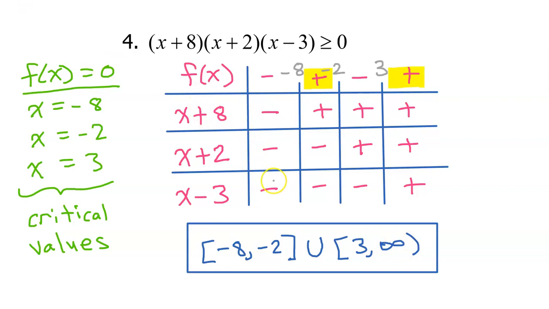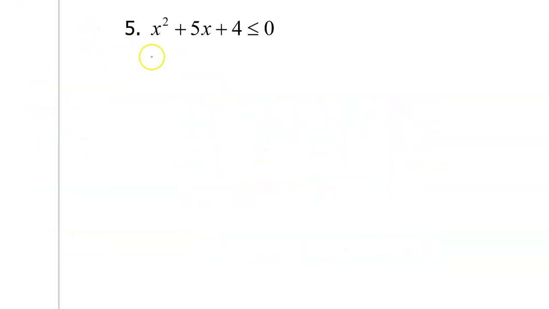So that's it for number 4. On number 5, in order to find the critical values, we first need to factor. X squared is x times x. 4 is 1 times 4. To get a positive 5 in the middle, we need a plus and a plus.